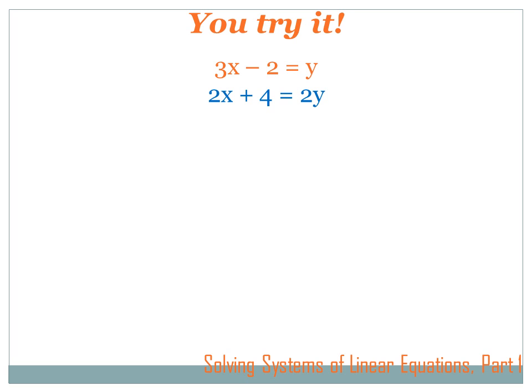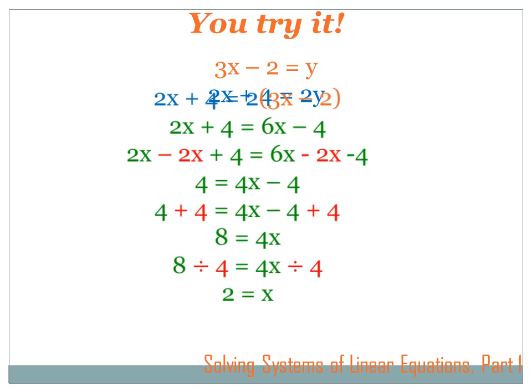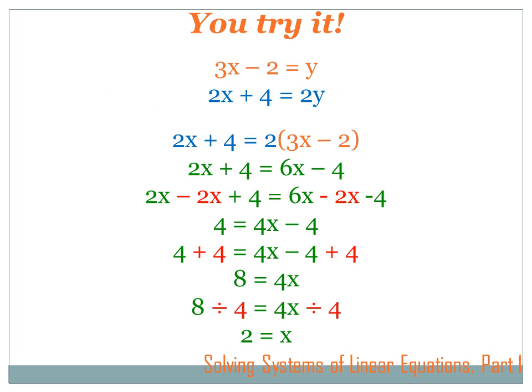We've got 3x minus 2 equals y, and a second equation, 2x plus 4 equals 2y. Well, we know that y equals 3x minus 2. So in the second equation, where we've got a y, we can substitute that 3x minus 2, which I've done right there. I just took that y and replaced it with 3x minus 2.